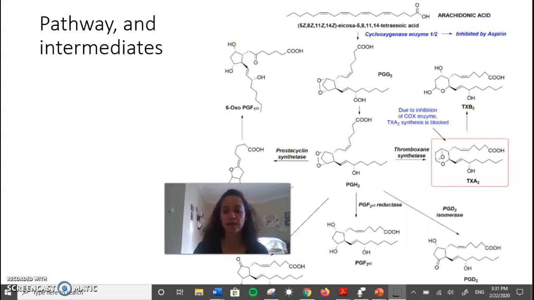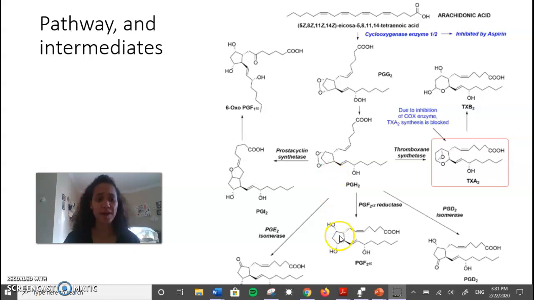So here's a picture of the pathway and its intermediates. Unfortunately, my taskbar didn't want to disappear. But you can see up here, this is where we want to focus because the COX enzyme 1 and 2 are inhibited by aspirin. In the next few slides, we'll see specifically how it's inhibited, but that is the main takeaway from how aspirin interacts with arachidonic acid to inhibit prostaglandin formation.